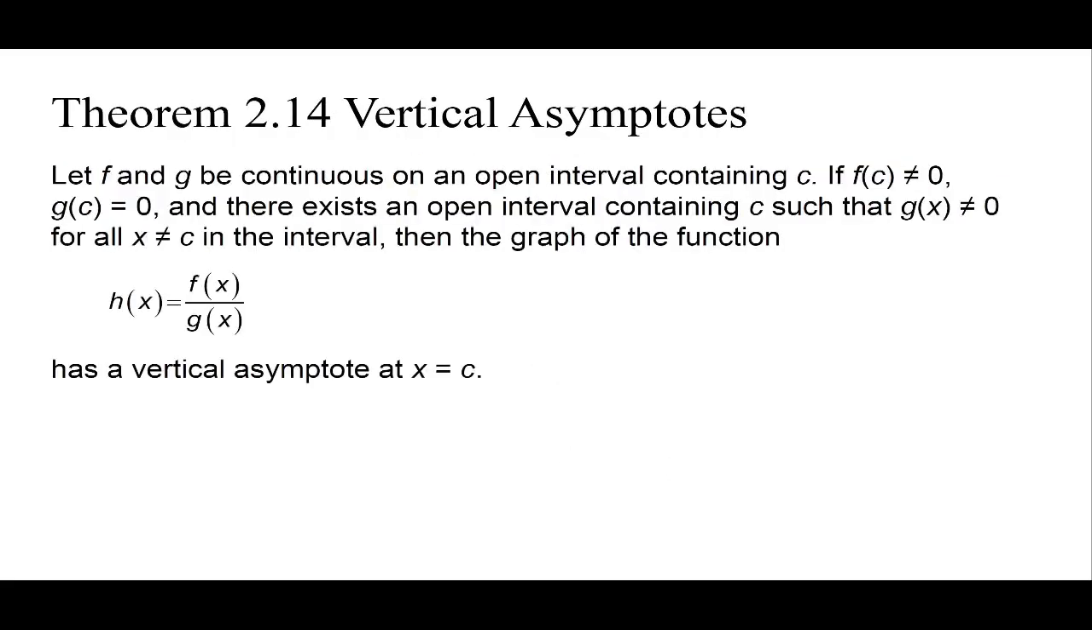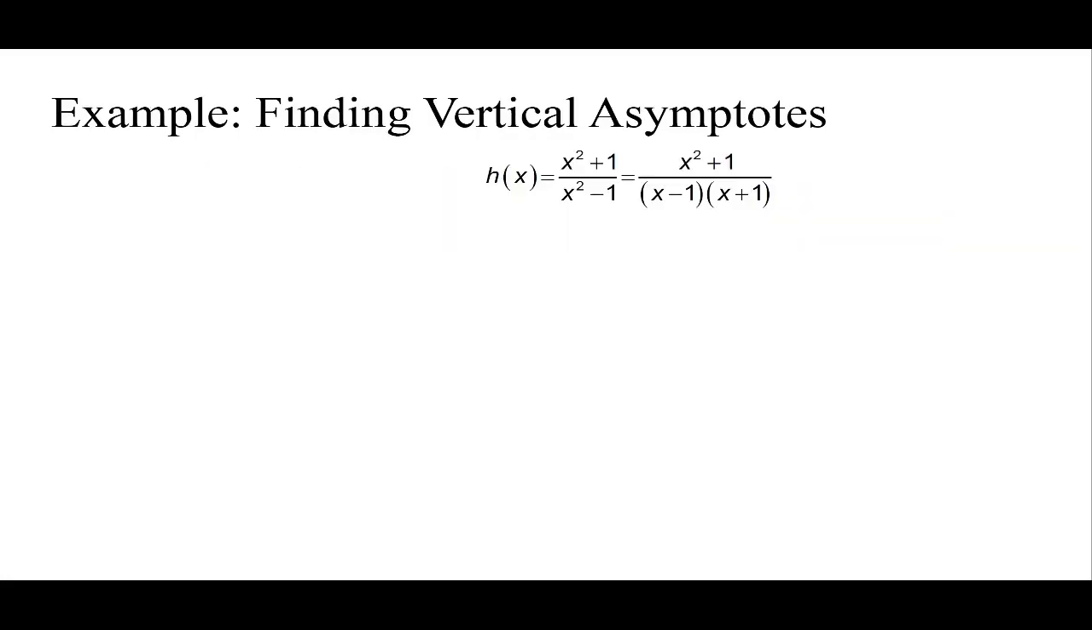There is one theorem which says, let's say you have a rational function f of x over g of x. To find the vertical asymptote, just equate the function in the denominator with 0 and solve for x. That will give you the vertical asymptotes, if there are any. For example, let's say you have the function x squared plus 1 over x squared minus 1. To find the vertical asymptote, always find factors on the top and factors on the bottom.